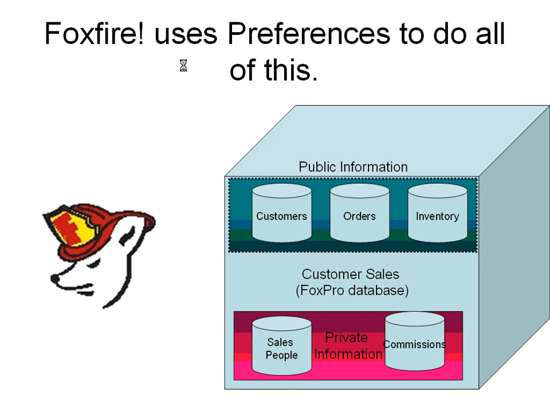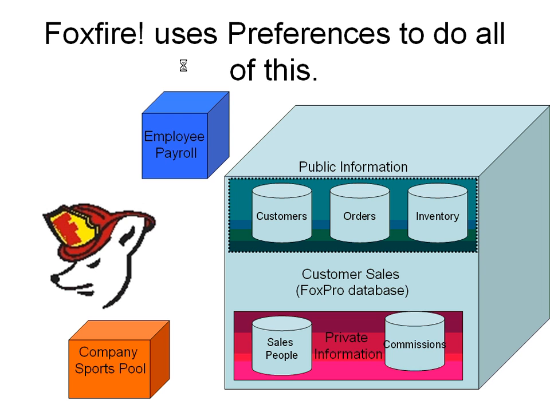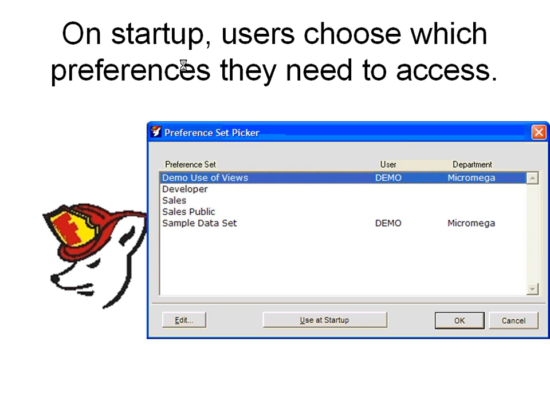So in this case, we'd have a preference for public sales information and private, and everything maybe, or maybe another one just for private. You may have another setup for the company sports pool, another setup for the employee payroll, and then another one for the developer systems. And so when the user decides to use this, they actually access it through the preference set picker.